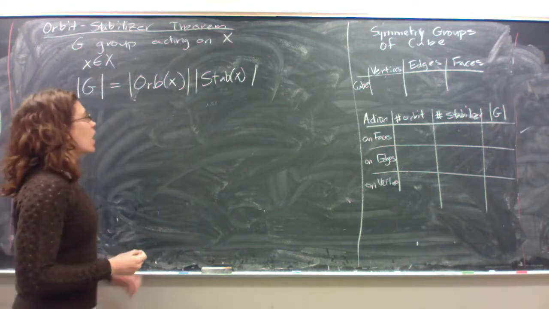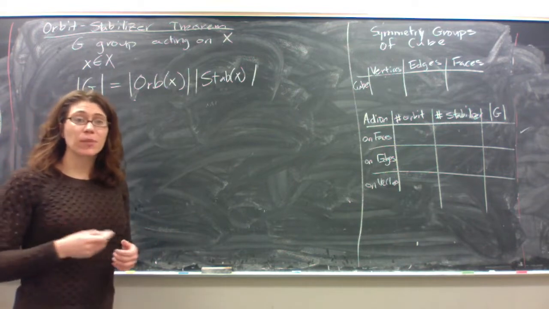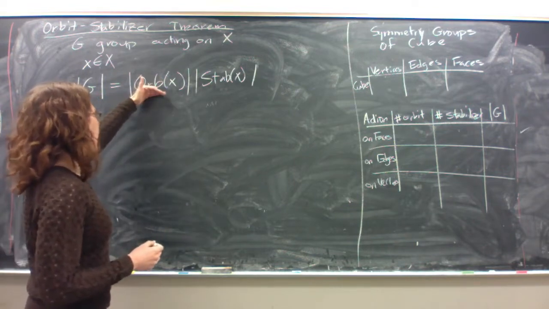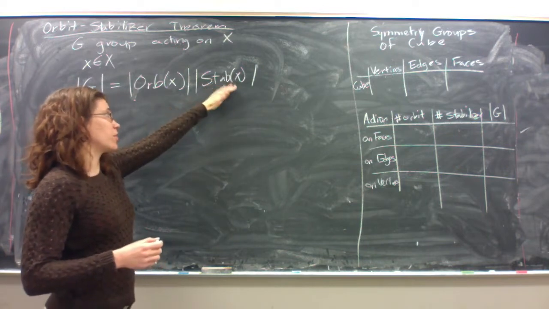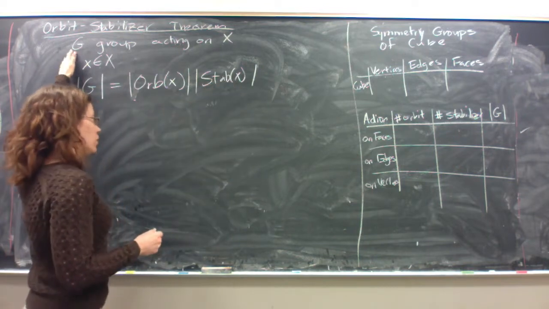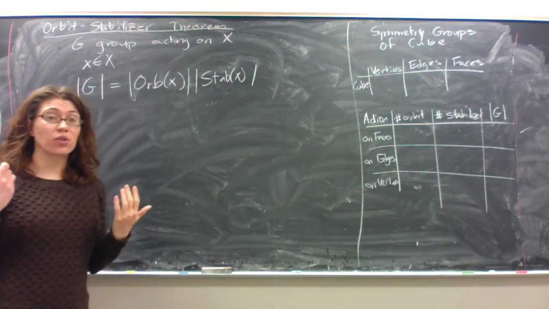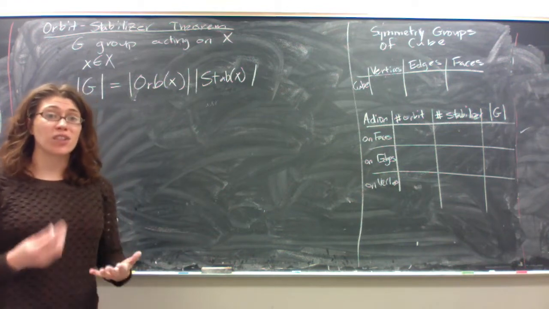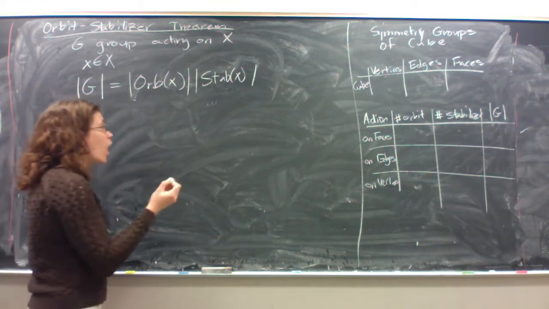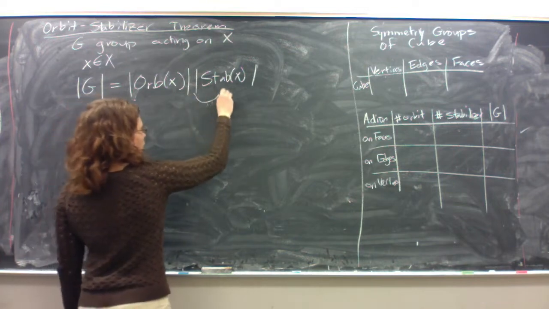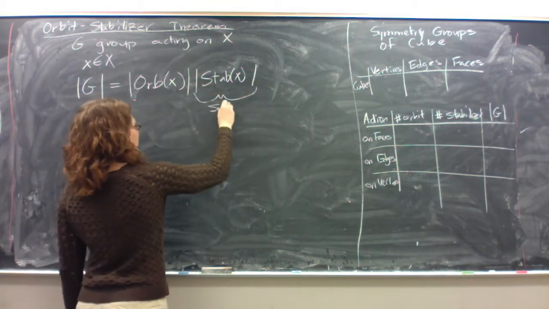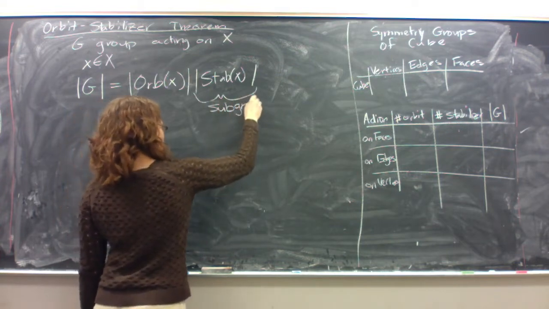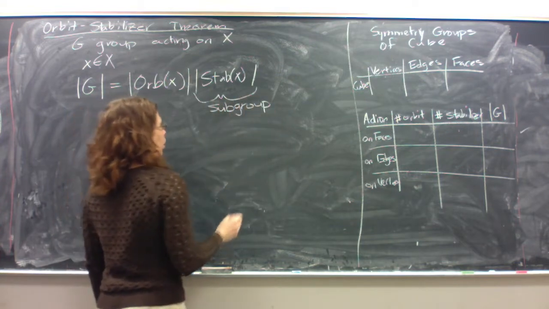I'll note that this is a little bit surprising because the orbit of X is a subset of X, and the stabilizer of X is a subset of G. But with Lagrange's theorem in mind, it's somewhat less surprising because it turns out, and you'll prove this on your homework, that the stabilizer of X is a subgroup of G.